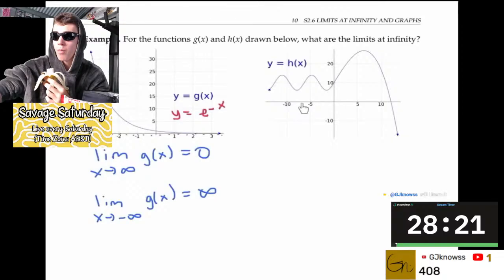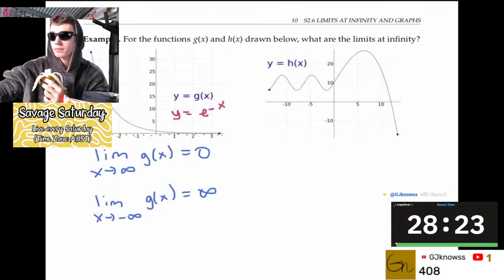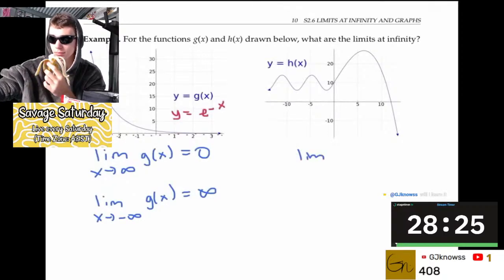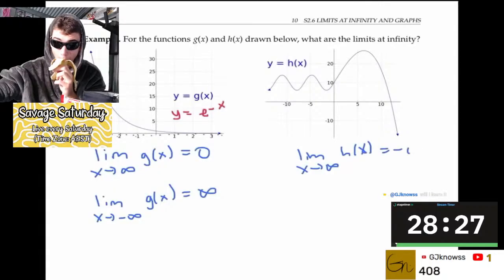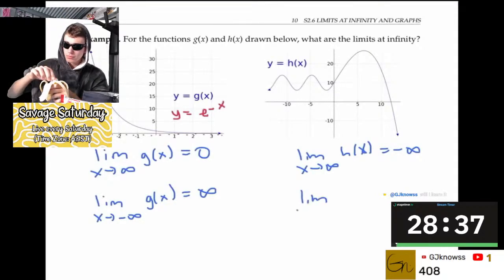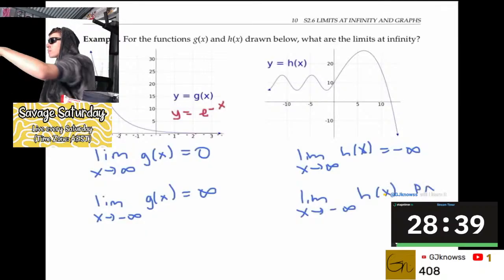Now let's look at the graph of y equals h of x. Please pause the video for a moment and try to figure out the limit at infinity for this function. The limit as x goes to infinity of h of x is negative infinity, because as x goes to infinity, the y values get below, or more negative than, any finite number. Now as x goes to negative infinity, the y values oscillate and never settle down at a particular number. So we say that the limit as x goes to minus infinity of h of x does not exist.